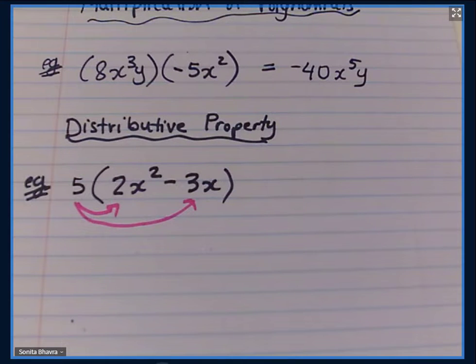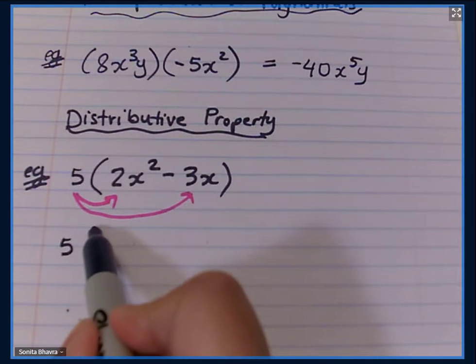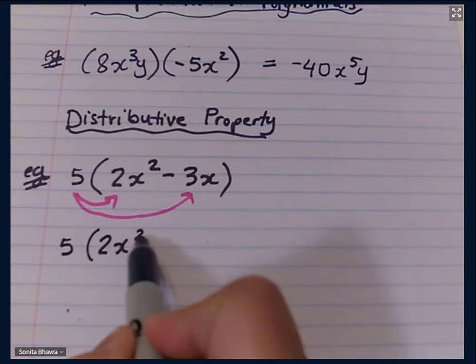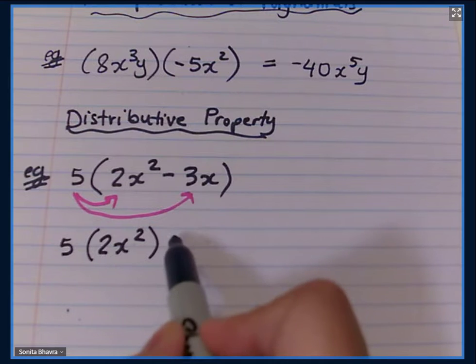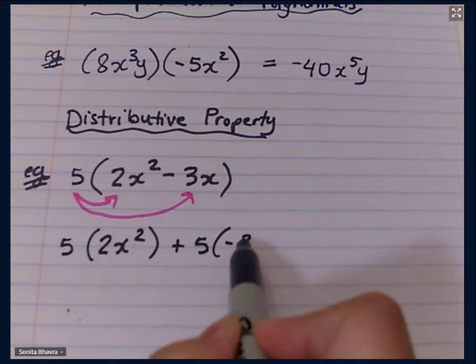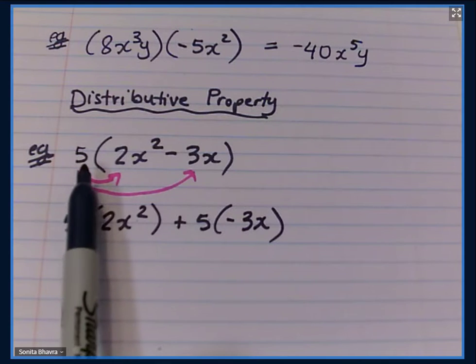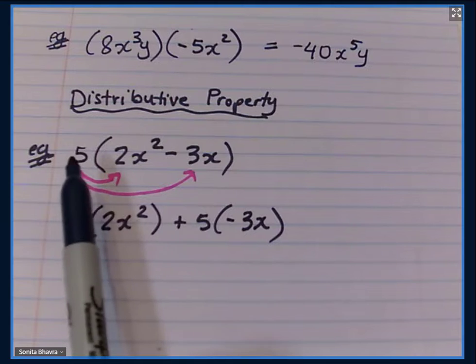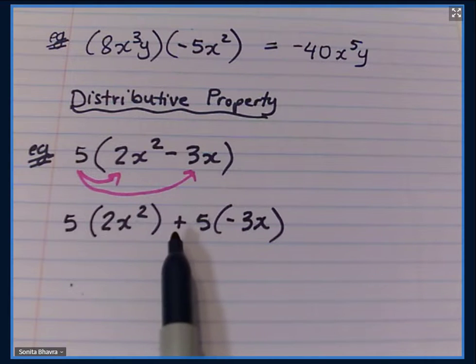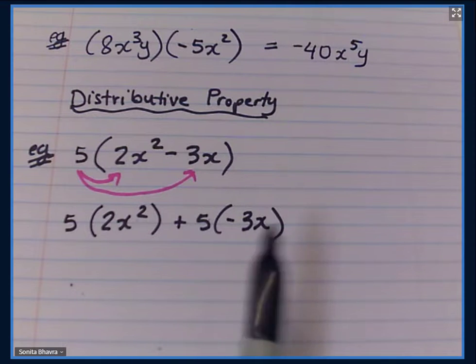When we're showing our steps for distributive property, you just have to show that you've taken that 5 and multiplied it by 2x squared, and then you've taken that 5 and multiplied it by negative 3x. So that is just a step showing, again, you've taken the 5, multiplied it by 2x squared. I'm showing it right here. And then it was a positive 5, so I did put a positive 5 here, and we multiplied it by negative 3x, just like that.